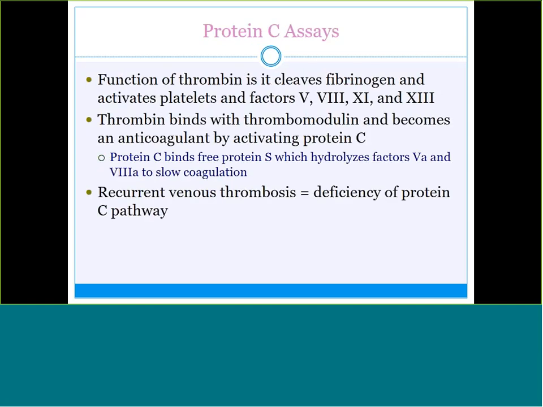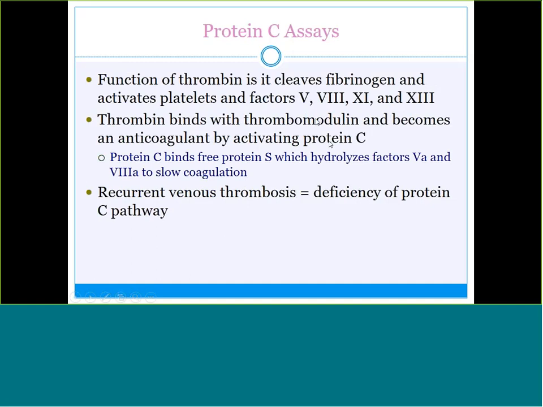And then same with protein C. We just discussed this. Protein C will bind with protein S and help inactivate factors 5 and 8. Well, if you are deficient in protein C, you're not going to stop the pathways and you're more prone to clots. Now, there is a really important statement here that says thrombin will bind with thrombomodulin and become an anticoagulant by activating protein C.